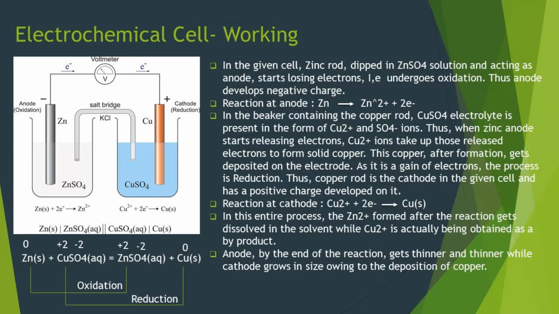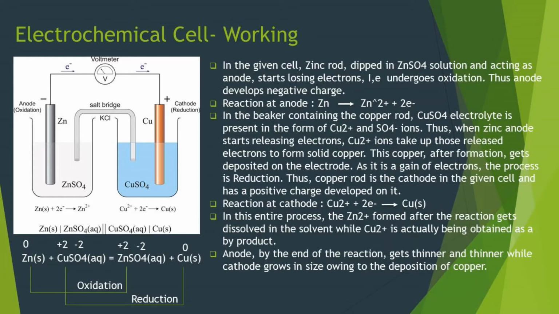This copper, after formation, gets deposited on the electrode. As it is a gain of electrons, the process is reduction. Thus, copper rod is the cathode in the given cell and has a positive charge developed on it. The reaction at cathode is Cu2+ plus 2 electrons gives Cu solid. In this entire process, the Zn2+ formed after the reaction gets dissolved in the solvent while Cu is actually being obtained as a byproduct.